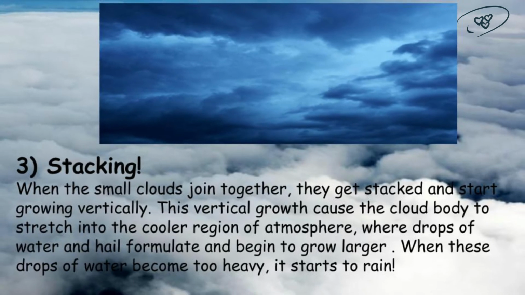When the small clouds join together they get stacked and start growing vertically. The vertical growth causes the cloud body to stretch into the cooler region of the atmosphere where drops of water and hail formulate and begin to grow larger. When these drops of water become too heavy, it starts to rain. So when the clouds get all heavy with the water, when the raindrops are formed as they stack together, then it starts to rain.